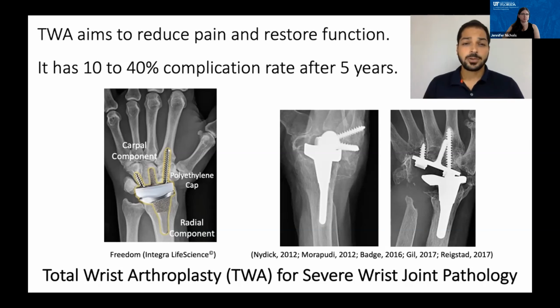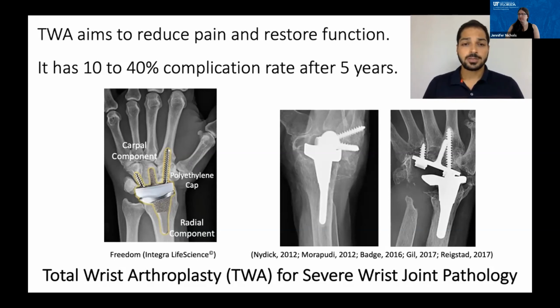At the bottom left, you see a currently FDA-approved TWA design. In the surgery, surgeons remove the first row of carpal bones and cut half of the capitate and attach this system to it. You see the carpal component, radial component, and polyethylene cap. The movement of the polyethylene cap on the radial component mimics the wrist motion.